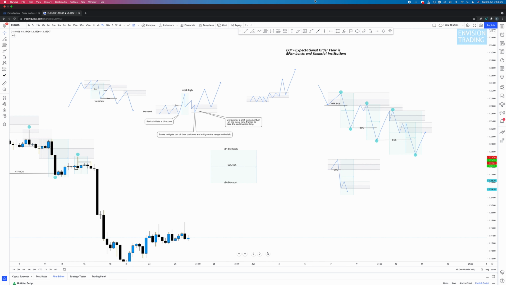So why is the word expectational in there? That comes in as we now can have a future expectation based on the flow of orders and position ourselves better in the markets as traders.